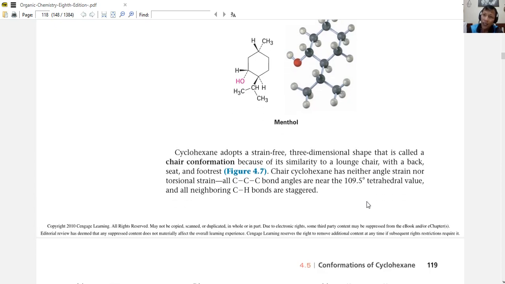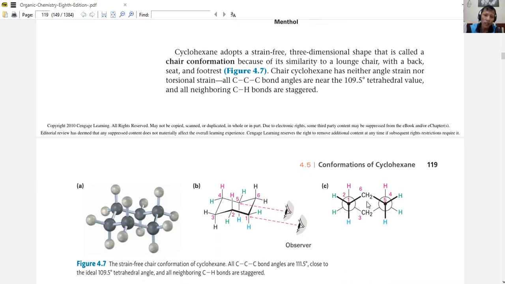Cyclohexane is strain free. It has zero on the strain scale. It has a three-dimensional shape that is called a chair conformation. It actually contorts to a chair form with six sides because of its similarity to a lounge chair with a back seat and a footrest. So this is what it looks like.